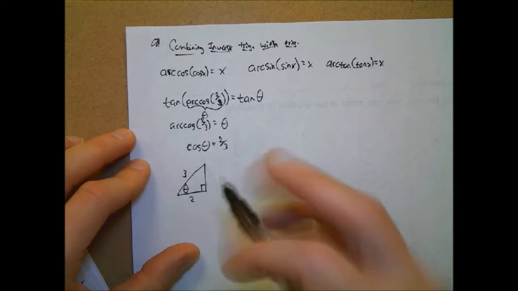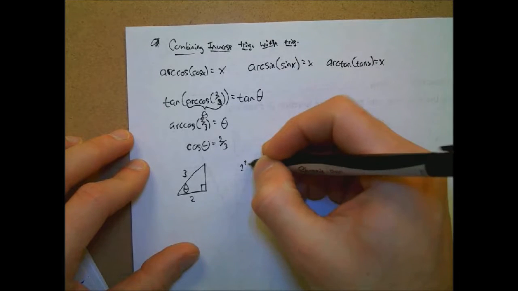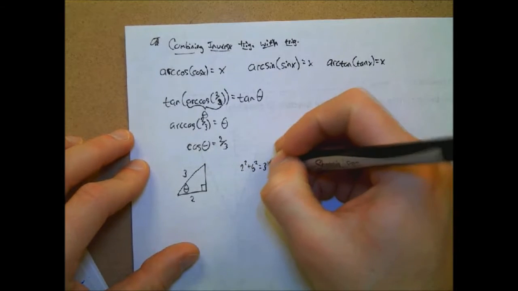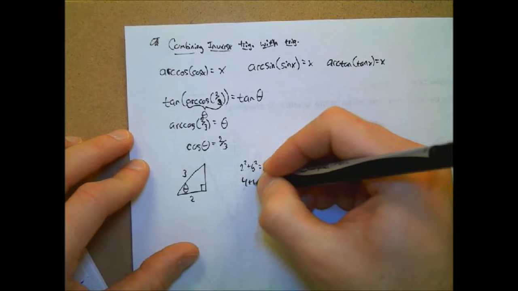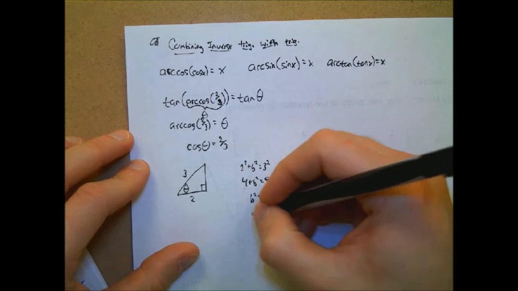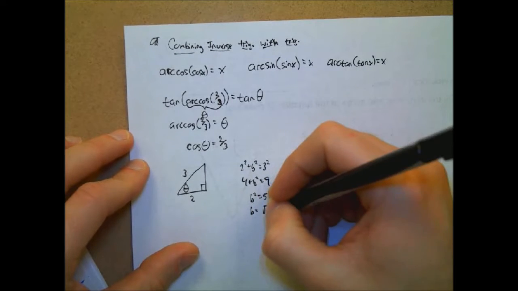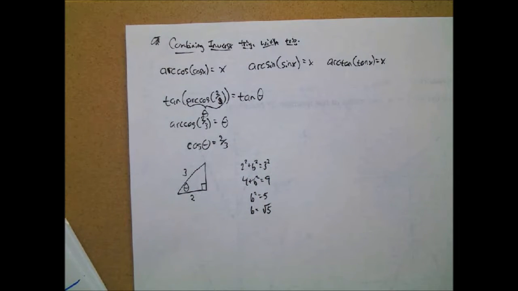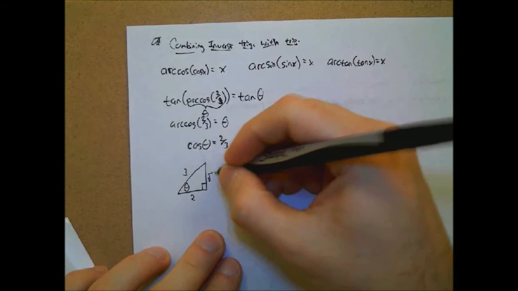It'll be 2 squared plus b squared equals 3 squared. So I get 4 plus b squared equals 9. So I get b squared equals 5, or b equals root 5. Yes, we could say plus or minus root 5 here, but we're talking about a triangle, so we're going to leave it just positive root 5 there. Okay.